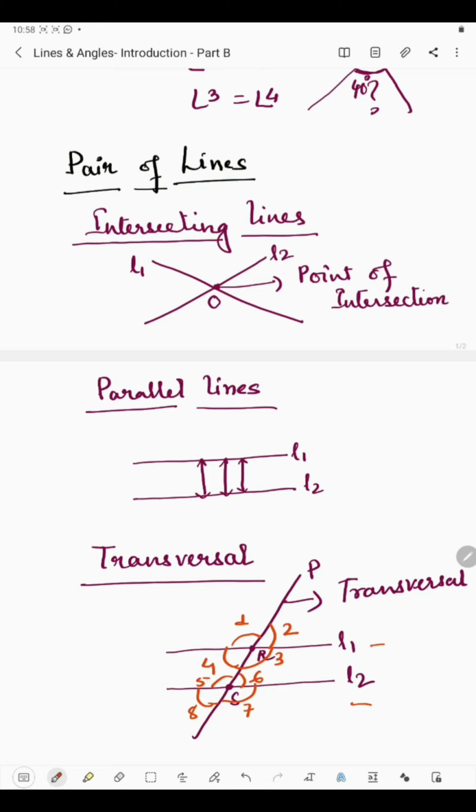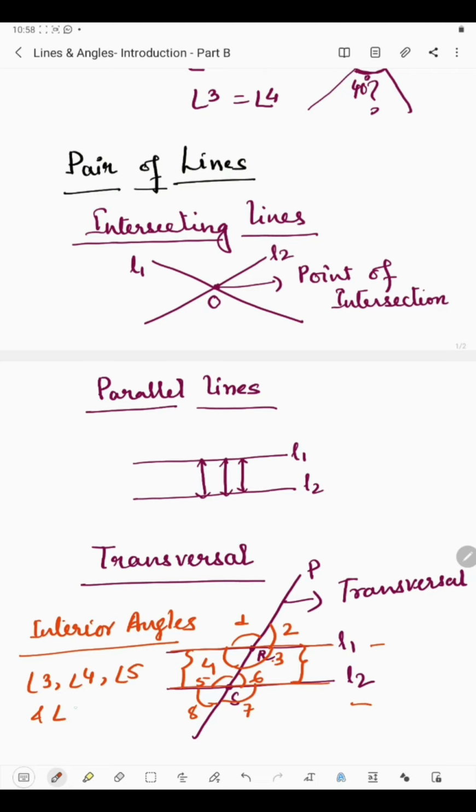Now at first we will find which are the interior angles here. Interior means inside. So here, see, this line is there and this line is there. We will just see which angles are inside of this. So it is 3, 4, 5, 6. So we'll write angle 3, angle 4, angle 5 and angle 6.